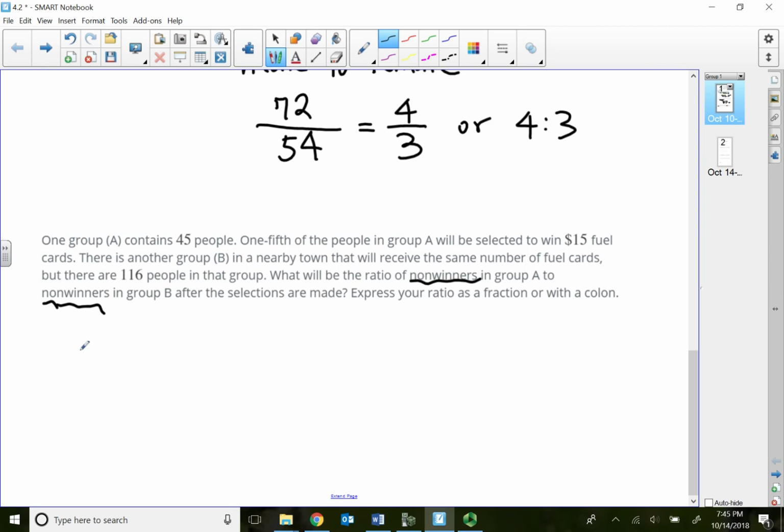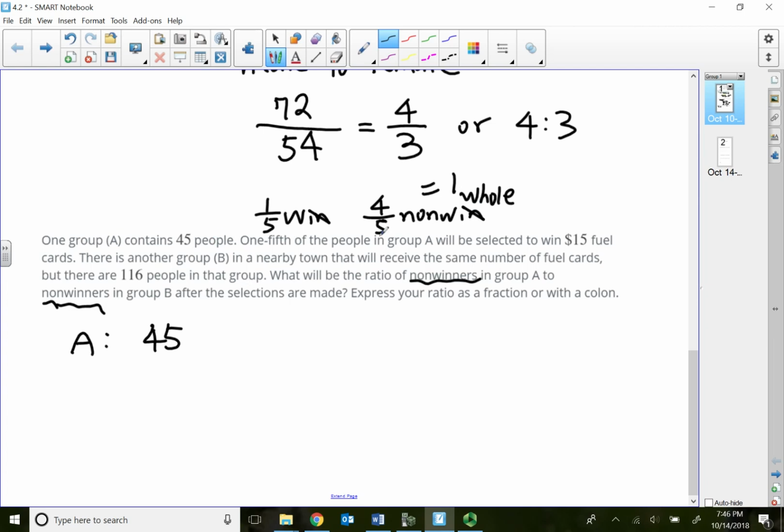Let's go to group A real quick. Group A has 45 people total. 1/5 of the people in group A will be selected to win that fuel card. But this problem is asking for non-winners. So 1/5 will win. That tells me that the other 4/5 are non-winners. Where did I get the 4/5 from? Because 1/5 plus 4/5 equals the whole, equals 1, the 1 representing the whole population, which is all 45 people.